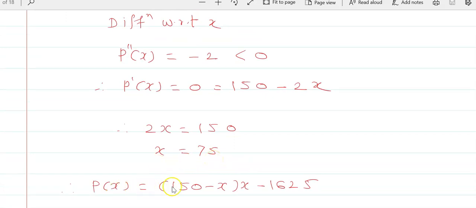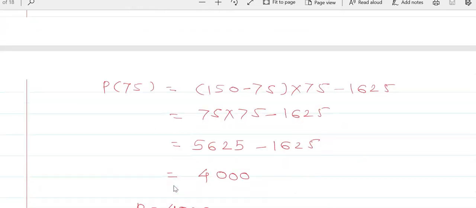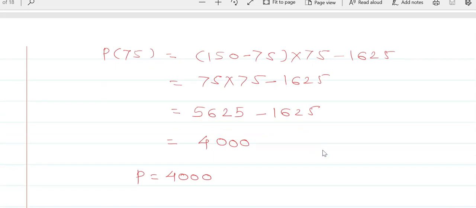Therefore, P of x is equal to (150 minus x) into x minus 1625. Now substitute the value x equal to 75. After the calculation, that is (150 minus 75) into 75 minus 1625, that is 75 into 75 minus 1625, that is 5625 minus 1625, which comes to 4000, and hence the profit is 4000.